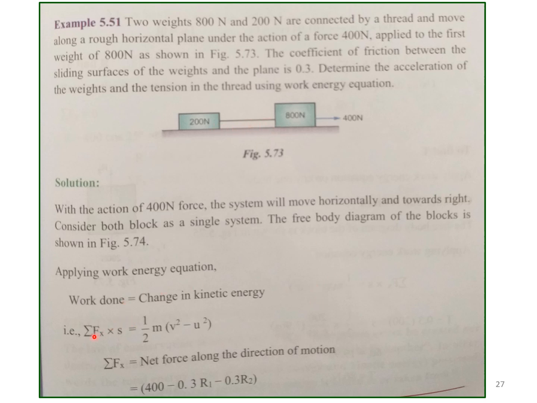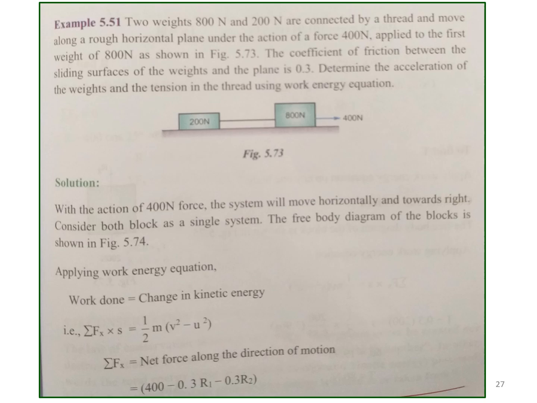The work energy equation is work done is change in kinetic energy, that is, net force in the direction of the motion into distance moved is equal to half m into v square minus u square. First you have to find the net force in the direction of the motion. This is the direction of the motion. So net force will be 400. Then you have the frictional force in each of the blocks, which will be acting opposite to the direction of the motion. Therefore, 400 minus 0.3 R1 minus 0.3 R2, where R1 and R2 are the normal reactions of each of the blocks.